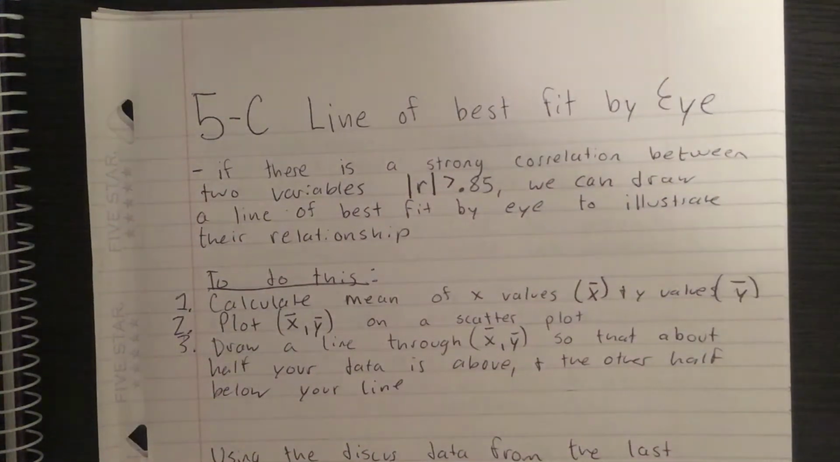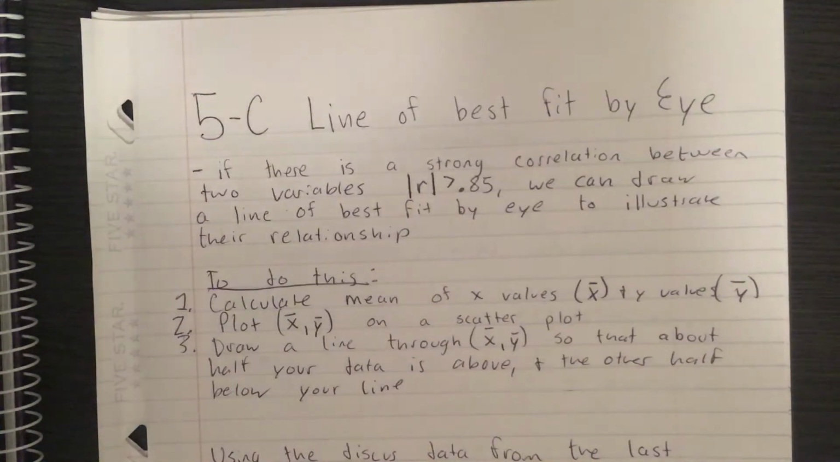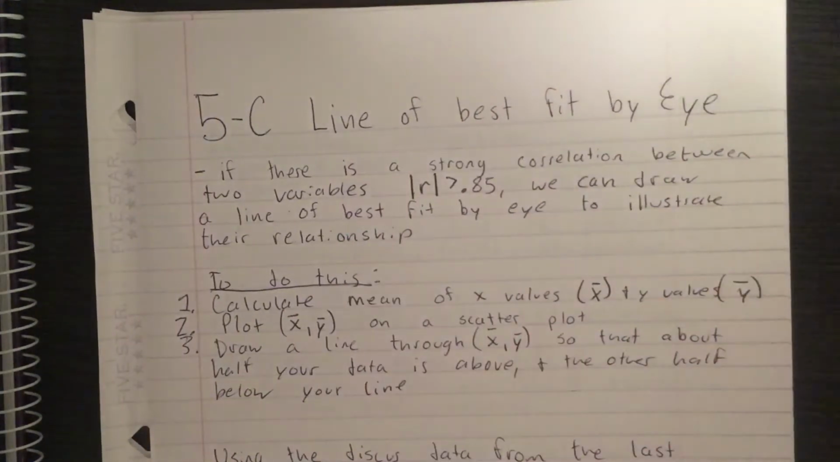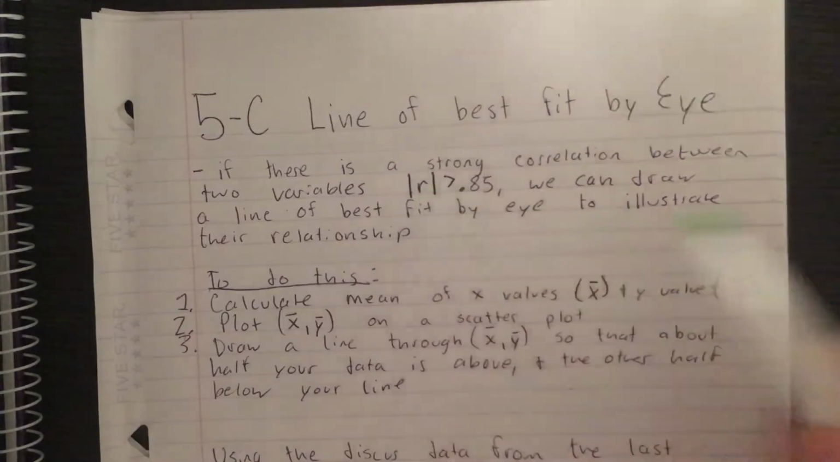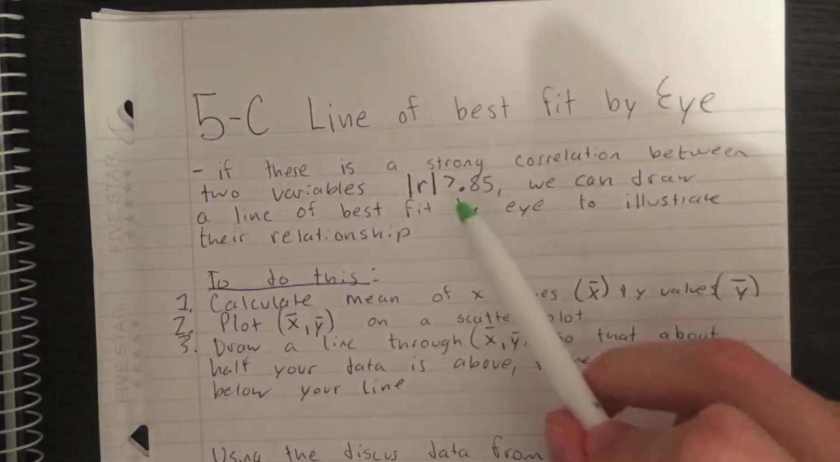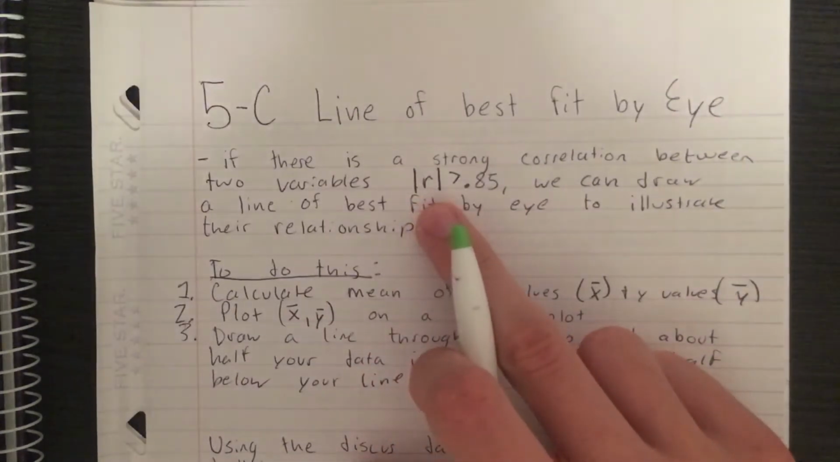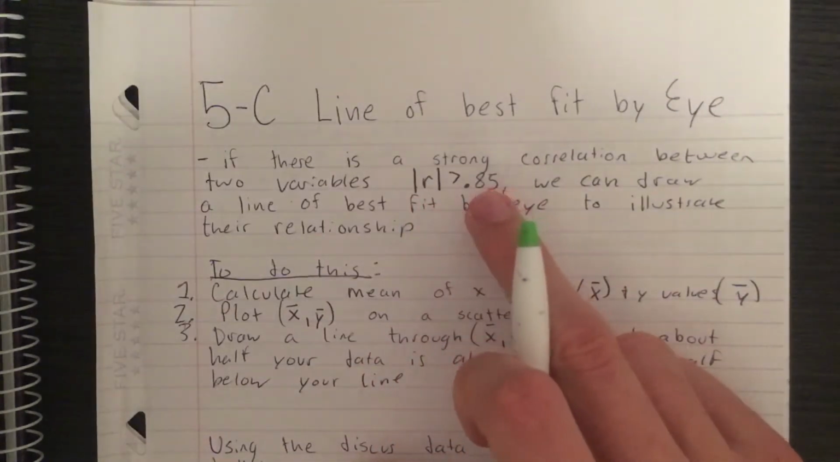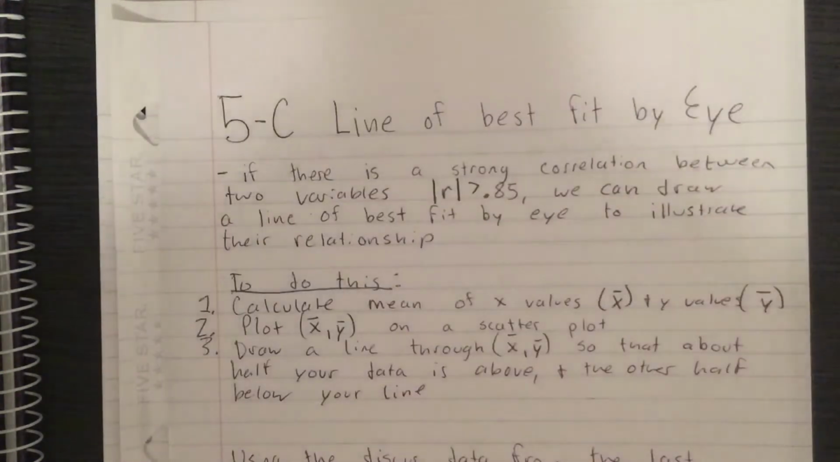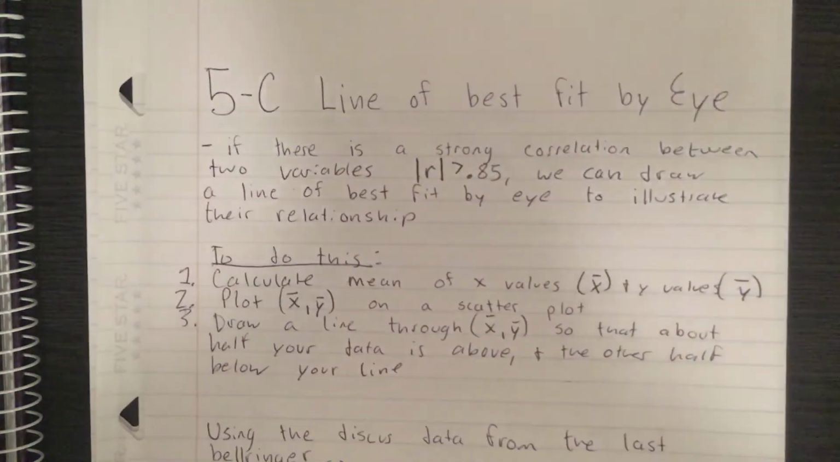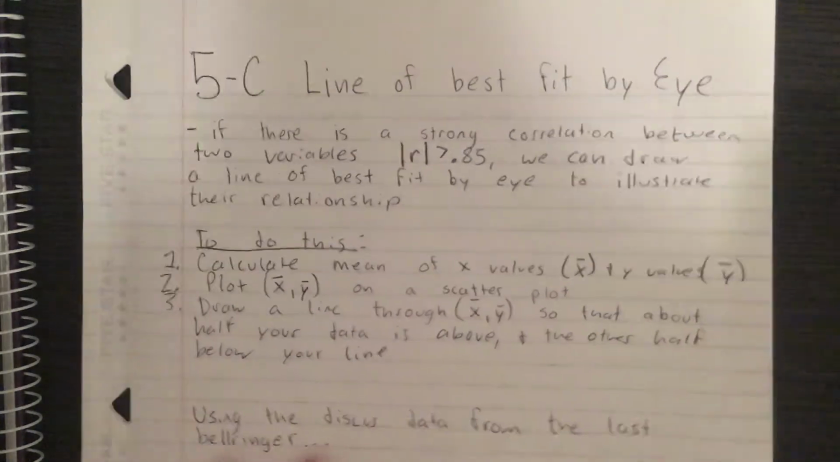We are in the orange book here. We're going to be doing lines of best fit by eye. Basically that's just using estimation. So if there's strong correlation between two variables such that the correlation, the R, Pearson's coefficient, is greater than 0.85, so the absolute value of it, so it could be like negative 0.85 or less or greater than 0.85, we can draw a line of best fit by eye to illustrate the relationship.